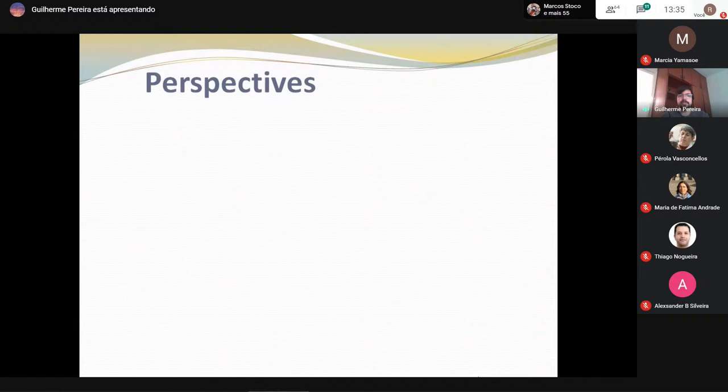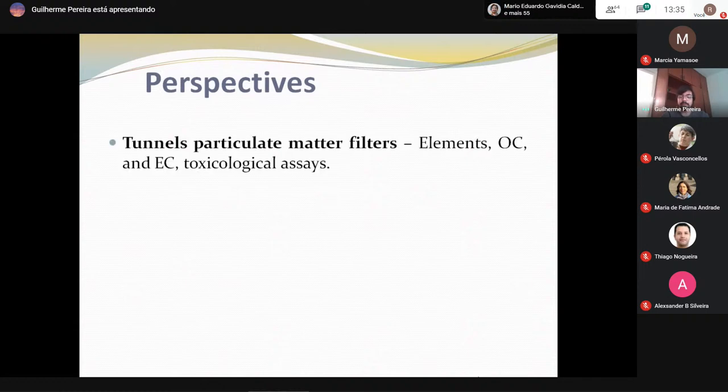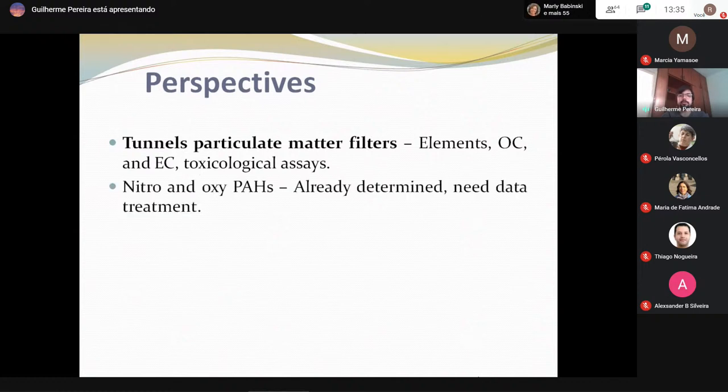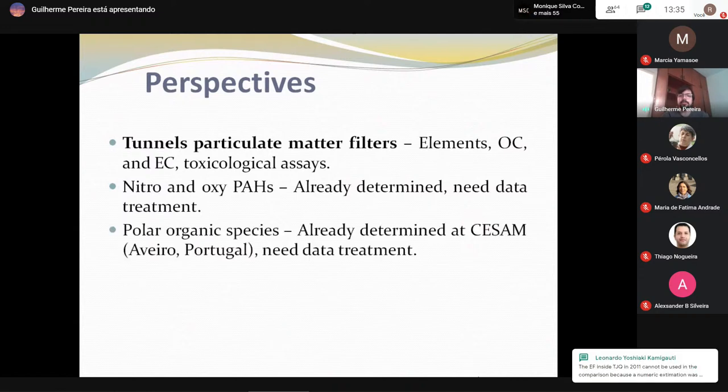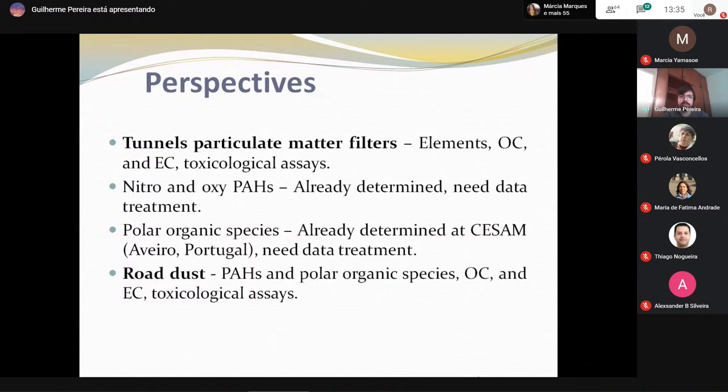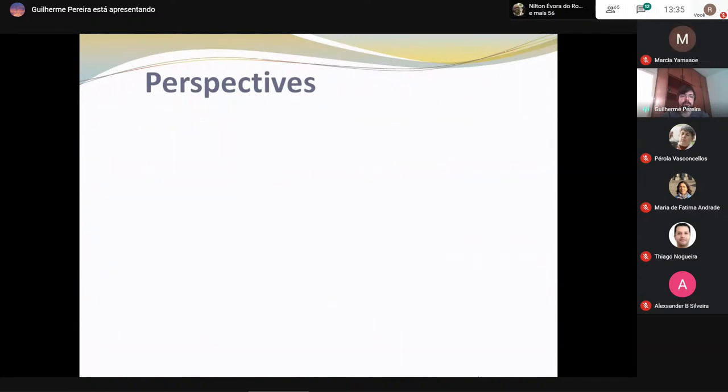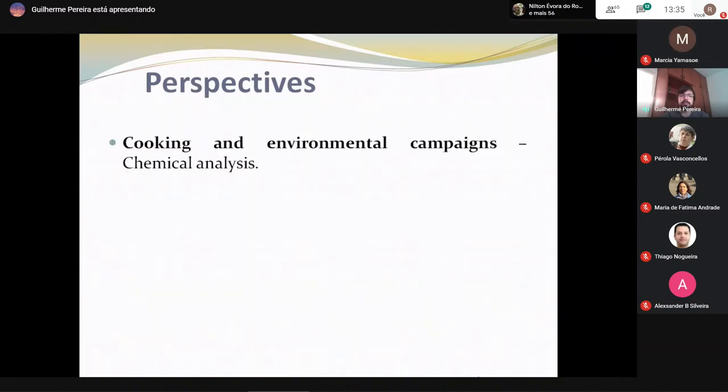Okay, the perspectives of this work: there are some analyses to do yet. Elements of CFC, toxicological assays, nitrile oxypates were determined, but they need treatment. Polyorganic species too were determined in Portugal, and they need more chemical analysis that is being performed. And finally, the cooking environmental campaigns need chemical analysis that is being performed.